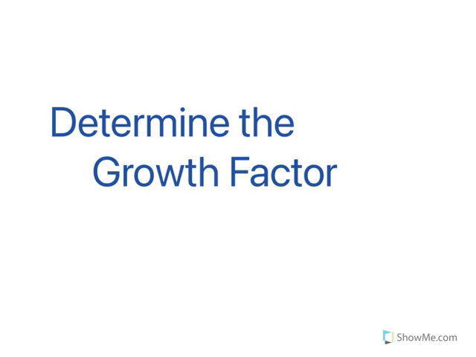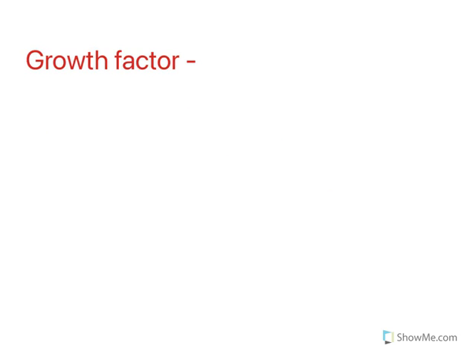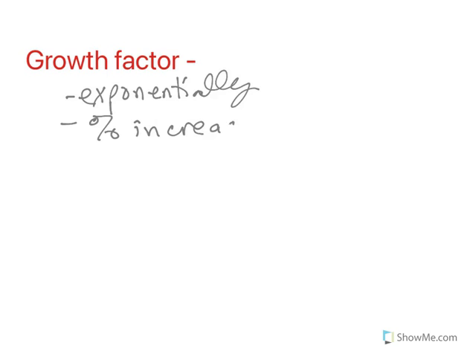Determine the growth factor. Well, first let's talk about what the growth factor is. This happens when we have values that are increasing exponentially. So if we have exponential growth, we could have a growth factor. This usually comes in the form of a percent increase. And with this percent increase, that's how you know you have exponential growth, right?